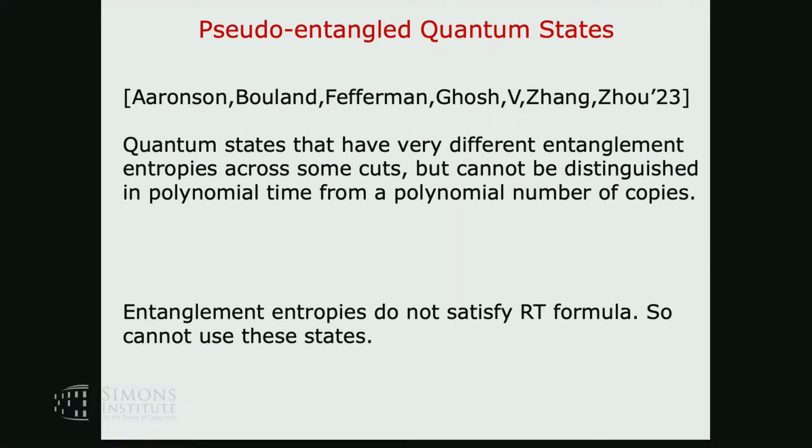Okay, so now just like pseudo-random states, you can now create pseudo-entangled states. So you could create quantum states which have very different entanglement from each other across some or all cuts. But you can't distinguish this pair of states in polynomial time, even given polynomially many copies of the states. But again, like with pseudo-random states, the entanglement entropies do not directly satisfy the RT formula, so we can't use these states to say, look, there's something very hard on the boundary telling what the entanglement is, which corresponds to geometry in the interior.